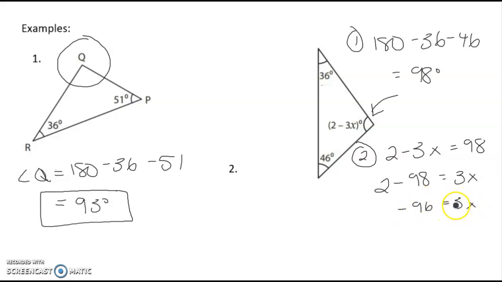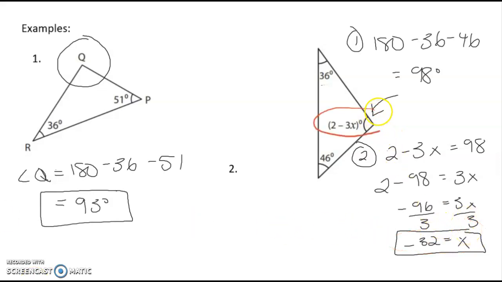And then we need to solve for x. So we divide by 3. If you do it on one side, you do it to the other. So 3 divided by 3 is 1x. Negative 96 divided by 3 gives us negative 32. Okay, so it looks weird because x is negative 32, but we know this whole angle is 98, and we needed to figure out what x was. So in order for this to equal 98, x had to equal negative 32.